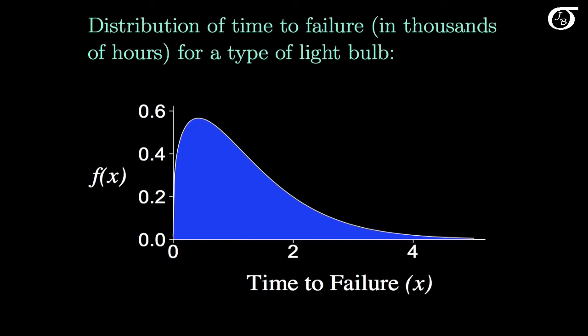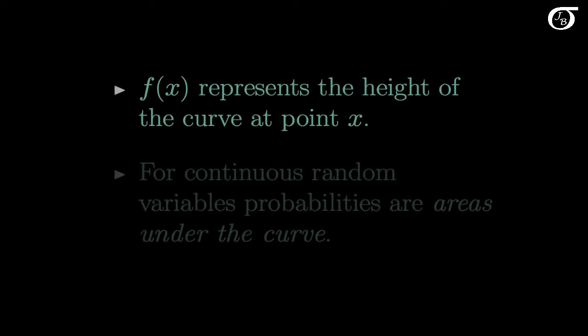Here's another example of a continuous probability distribution. The distribution of time to failure in thousands of hours for a type of light bulb. Values the random variable can take on are given down here on the x-axis. And the probability density function, f of x, is a function giving the height of the curve at those values of x. f of x represents the height of the curve at point x.